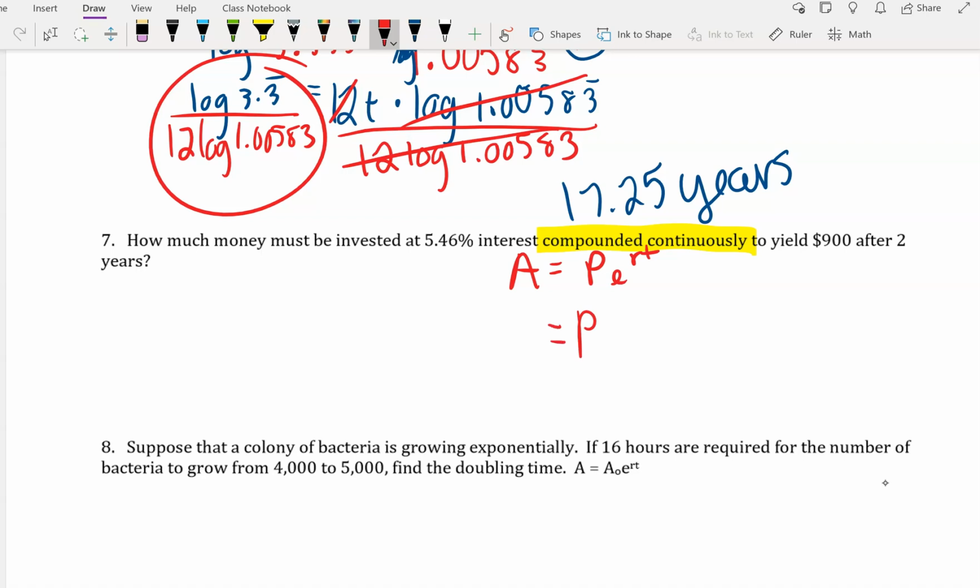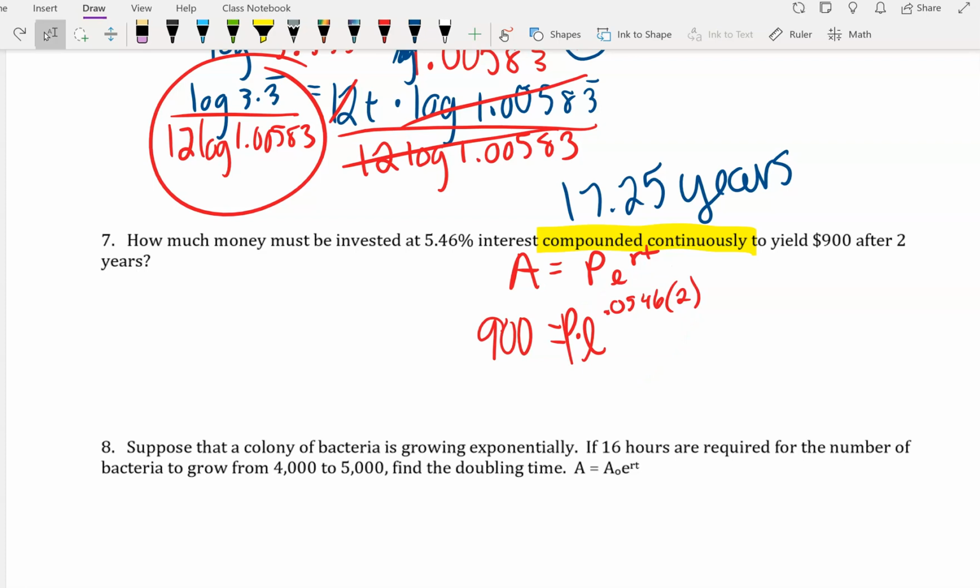But we do know we want $900 after 2 years at 0.0546. Oops, I forgot the E. That should go in between P. There we go. So I'm just going to solve for this. This is P times E to that exponent. I'm now just going to figure out what this decimal is and then divide it on both sides, and that'll solve for P.